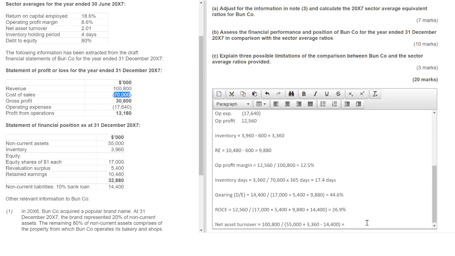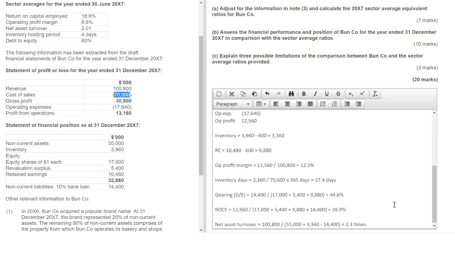So 55,000 plus 3,360. Deduct the 14,400. That gives me 43,960 as my net assets. And that gives me, is it 2.3 times? There we go. Excellent.